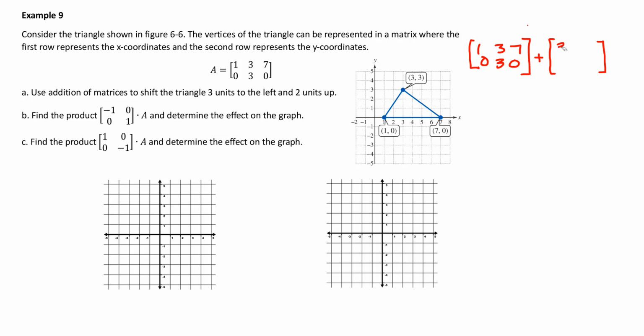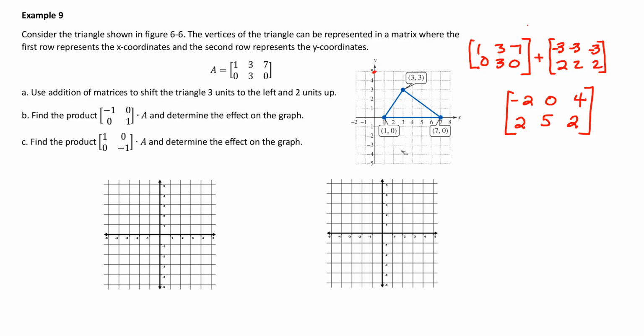So we just would add this matrix, negative 3, negative 3, negative 3, and then 2, 2, 2, because that's exactly what I just said. So that will give you the matrix negative 2, 0, 4, and then 0 plus 2 is 2, and 3 plus 2 is 5, 0 plus 2 is 2. So these are the new points that you would have. You'd have negative 2, 2, and you would have 0, 5.